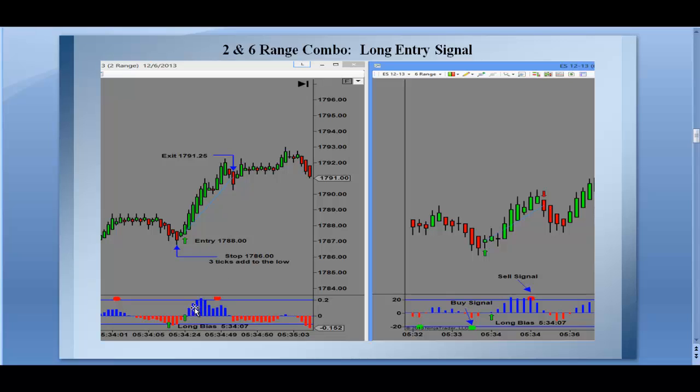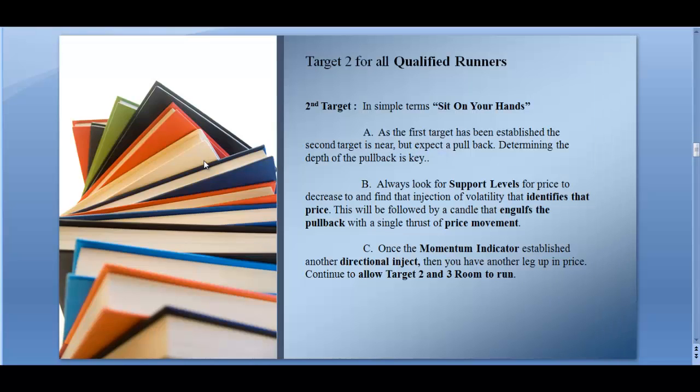As the first histogram did push up, it finally deflated. And this is that deflate, that stall in price, that lets you know exactly what you're looking for to take off the first target. And that's a 1791.25 rally. Okay. We'll go to the second now.